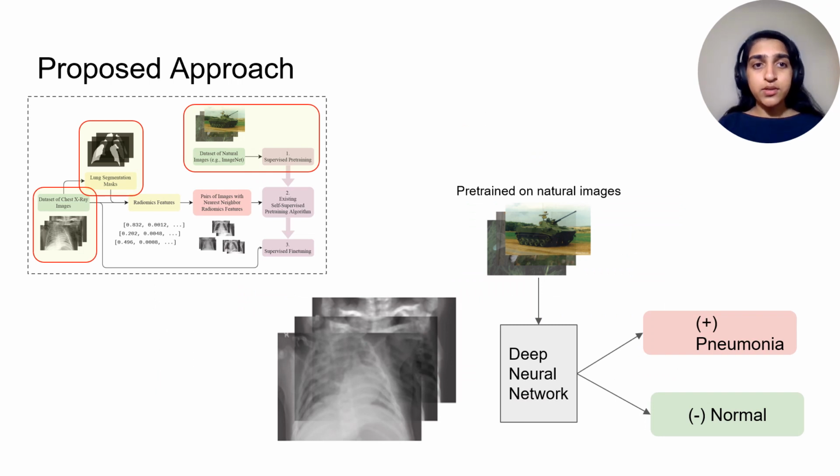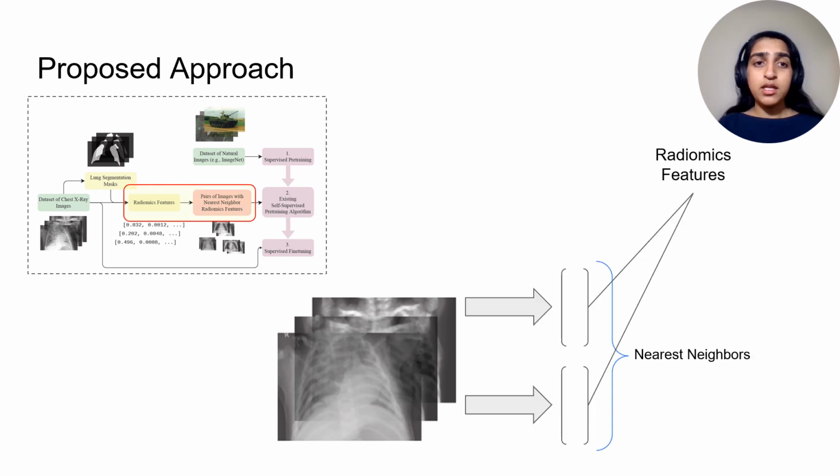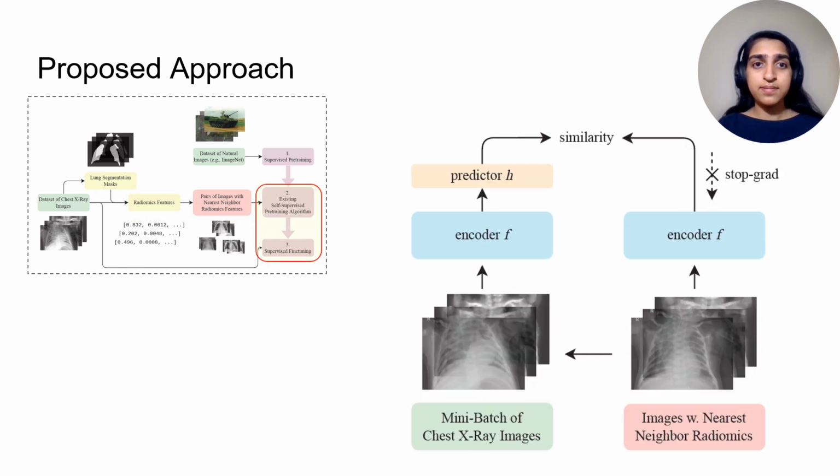First, we pre-train the backbone on a large natural image dataset. Next, we extract radiomics features from each input using the open-source PyRadiomics package. This results in a one-dimensional tensor with length 94 for each image. The nearest neighbors algorithm is then performed on these features across images to identify the nearest neighbors for each image in the radiomics feature space.